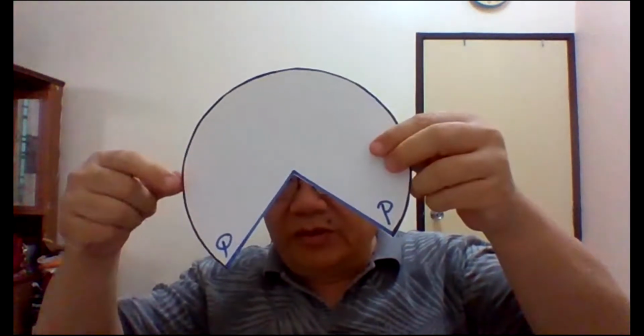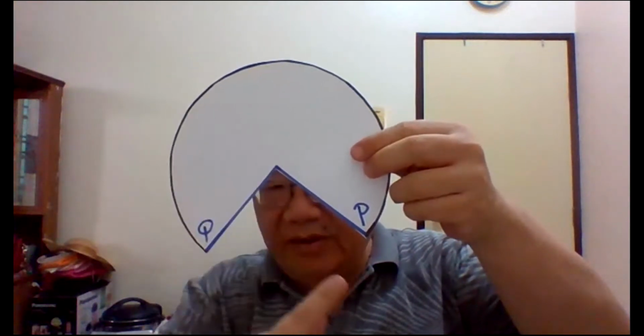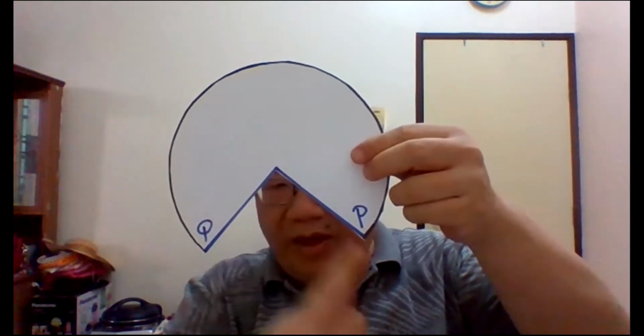So when I cut the cone along this line and open it up, the slant height now becomes the radius of the sector. Right? Then another thing is, this cone has a base. This cone has a base, right?